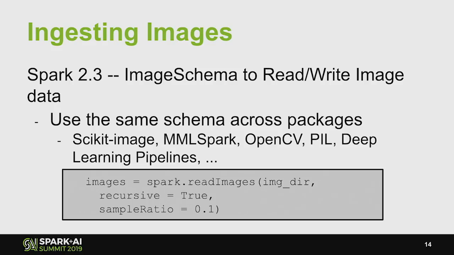So for ingesting the images, we're using Spark. And with Spark 2.3, we've introduced a new way to read and write image data with what we call the image schema. And with image schema, it makes it really easy to pass that data along across packages. So this schema can be used with packages like scikit-image or OpenCV, PIL, which are very popular open source Python packages to process your image data. So right at the bottom there, I have a little code snippet on how you can read in your JPEG images, a whole directory of JPEG images, into a Spark data frame.